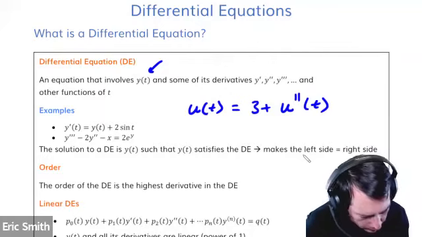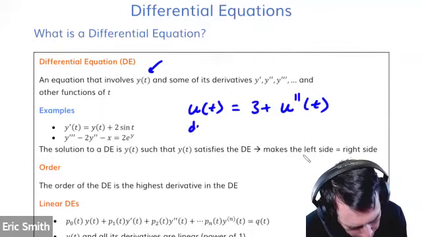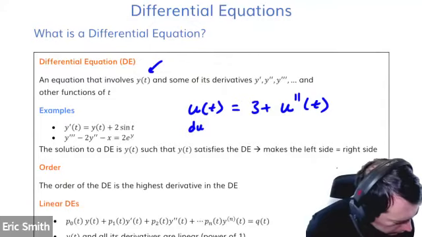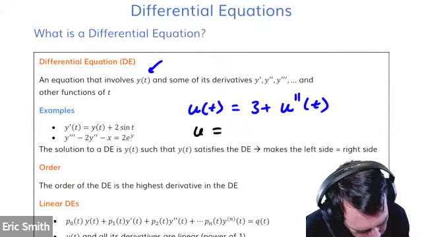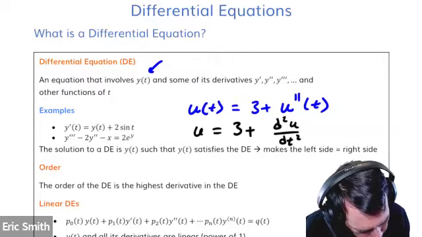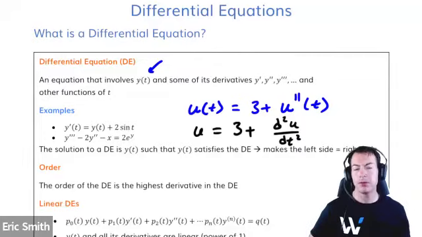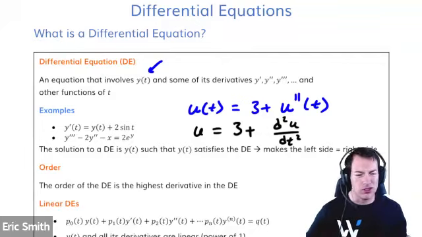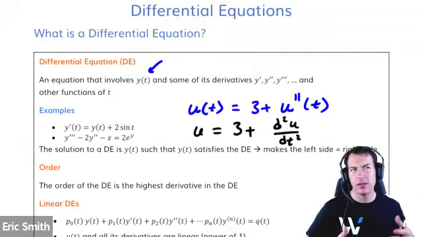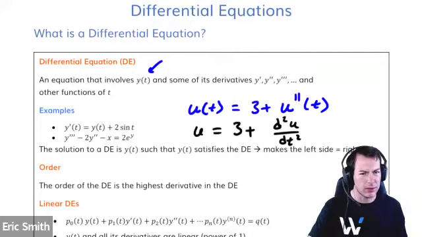I'm going to play around with this. I'm going to use some alternate notation here. I'm going to say u is equal to 3 plus, and then I'll use d squared u over dt squared. That happens to be the exact same differential equation, but notice how I'm just changing the notation a bit. I'm using the Leibniz notation for derivatives rather than the prime notation.